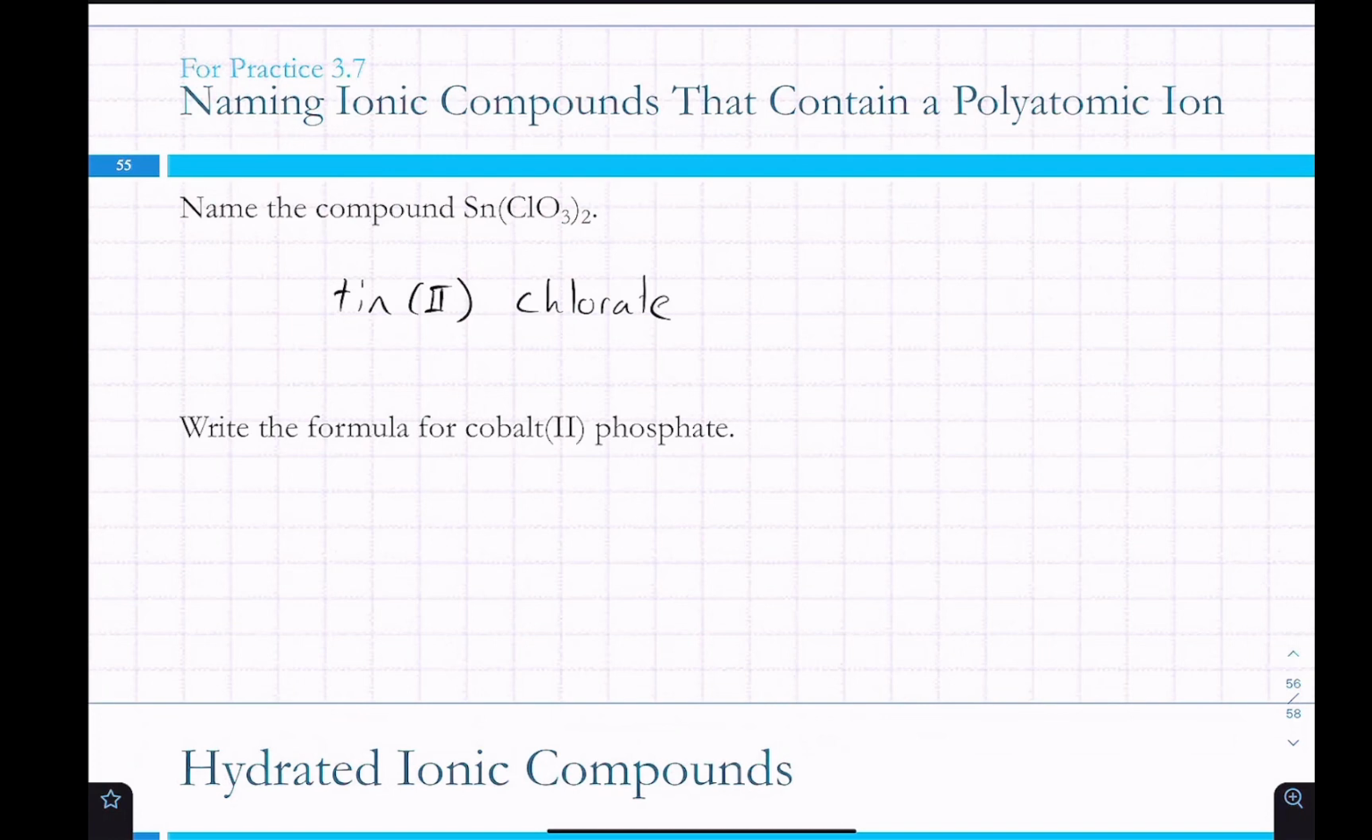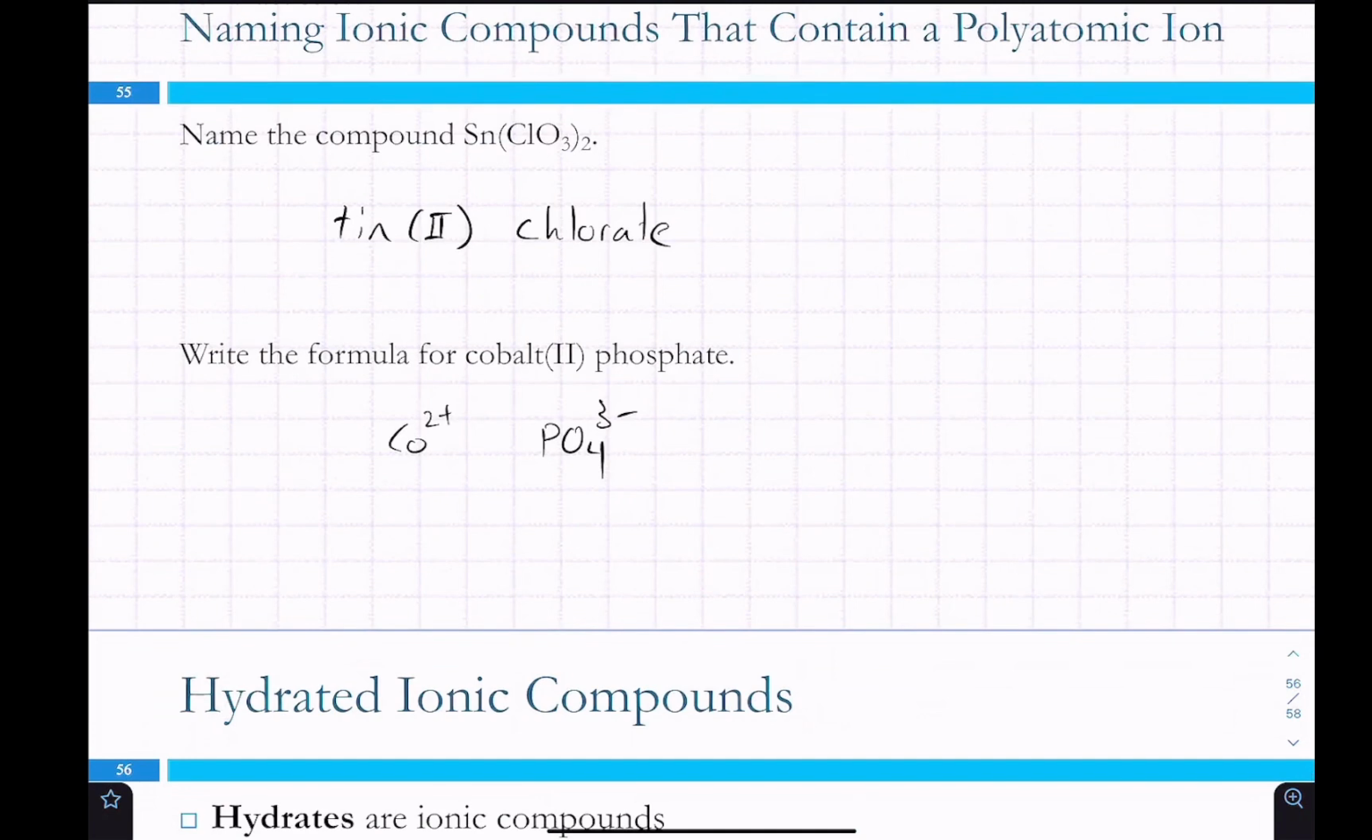So what would the formula be for cobalt(II) phosphate? Cobalt? Yeah, what is phosphate? PO4. What's the charge on phosphate? 3 minus. Again, crisscross rule. Co3, and then for these polyatomic ions, we need parentheses. And then the 2 is outside the parentheses.